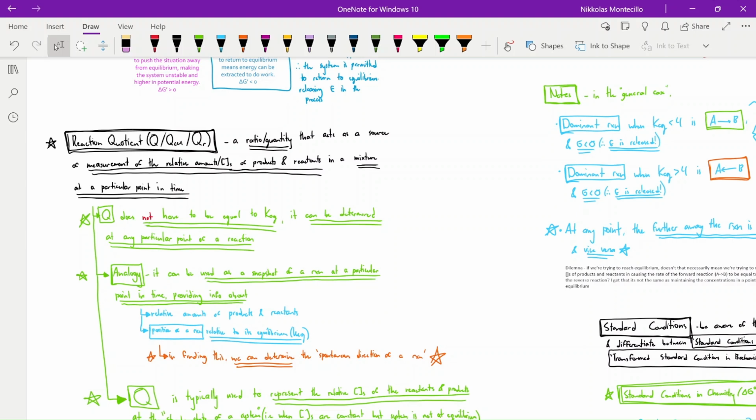Q does not have to be equal to KEQ. It can be determined at any particular point of a reaction. So the analogy here is that it can be used as a snapshot of a reaction at a particular point in time, providing info about the relative amounts of products and reactants and the position of a reaction relative to its equilibrium. Thus, in finding this, we can determine the spontaneous direction of a reaction. Q is typically used to represent the relative concentrations of the reactants and products at the steady state of a system, in essence, when the concentrations are constant but the system is not at equilibrium.